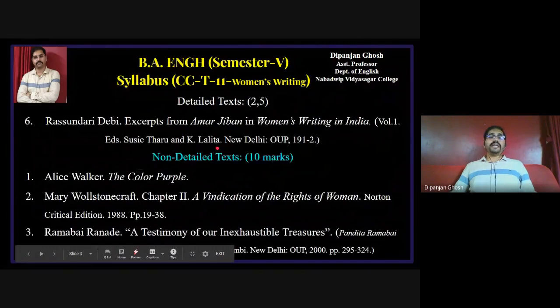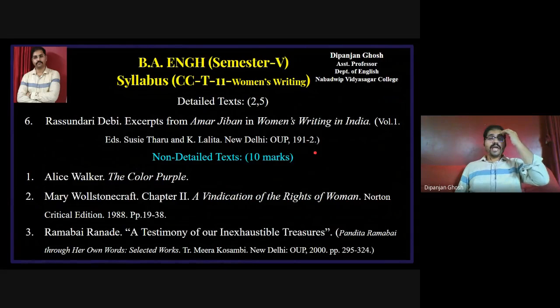The next text that is significantly present within your detailed text section is written by Rashsundari Devi. It is excerpts from Amar Jiban, published under Women's Writing in India, Volume 1. The editors are Susie Tharu and K. Lalita, Oxford University Press. So this is significantly pointed out by the university, and it is mentioned in the university syllabus.